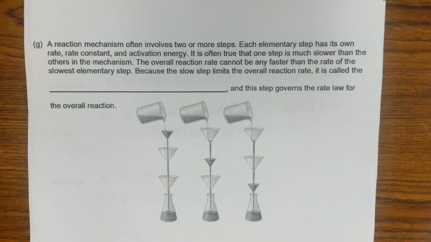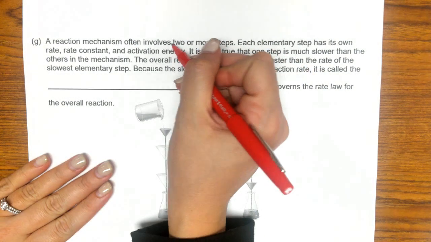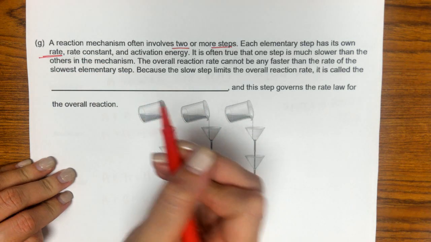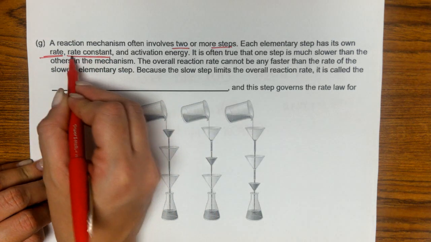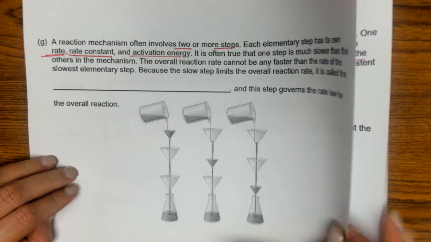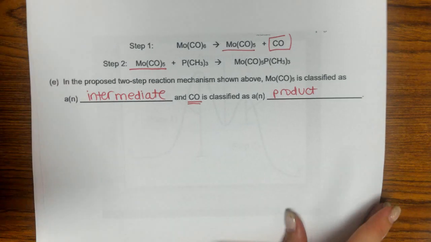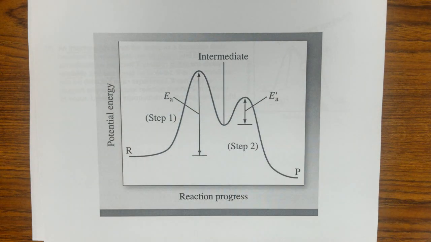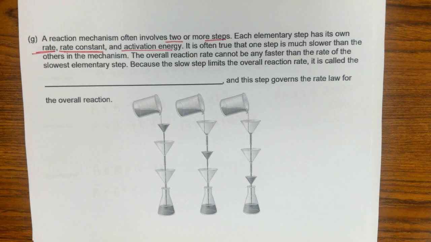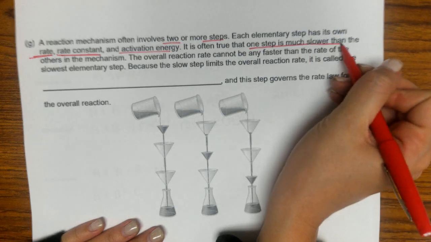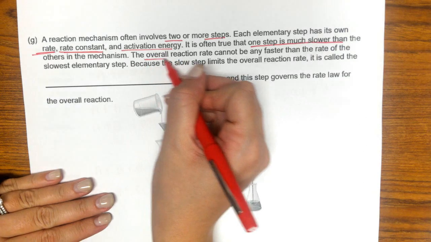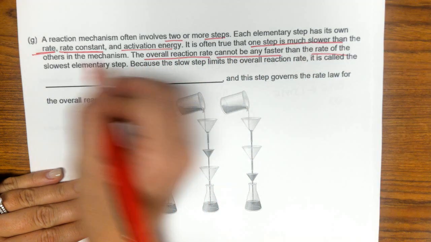And so reaction mechanisms are going to be 2 or more steps. Each step has its own rate, as we just said. And because it has its own rate, it's going to have its own rate constant, and they have their own activation energies, which is why on the graph, step 1 has this activation energy, step 2 has this activation energy. And usually, one step is going to be much slower than all of the others. Now, the overall reaction rate can't be any faster than the slowest step.